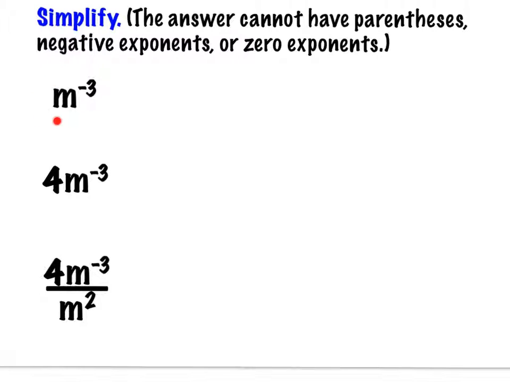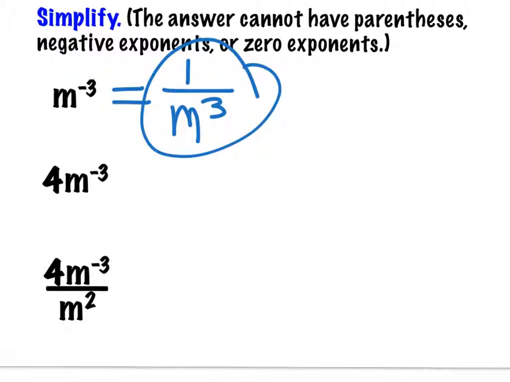Now, if we think back to what we just wrote on our note sheet, when we look at m to the negative third, we know we can rewrite that as 1 over m to the third. And that would be our simplified result. The original expression is not simplified because it has a negative exponent. The new expression is fully simplified because the exponent is now positive.